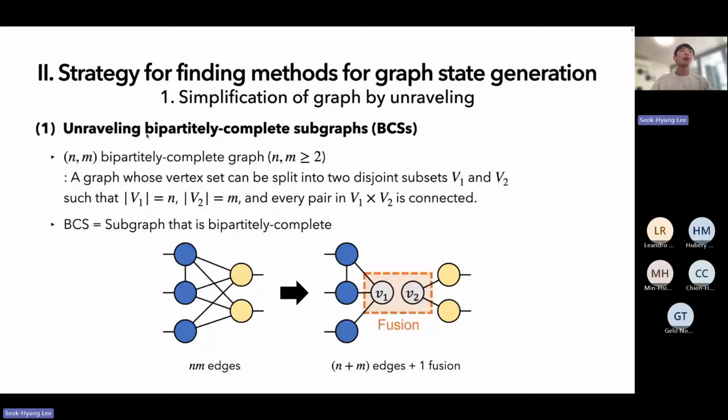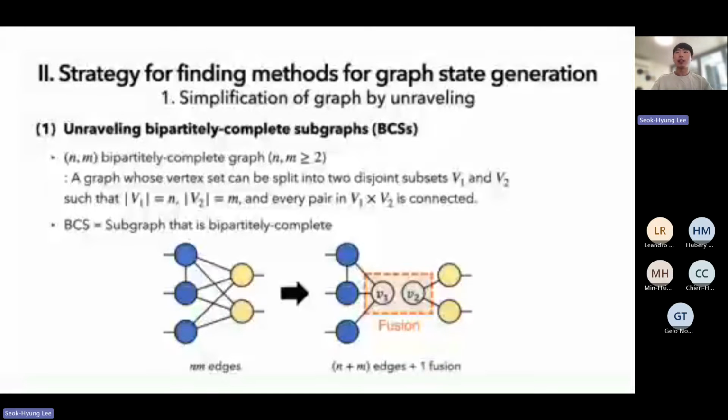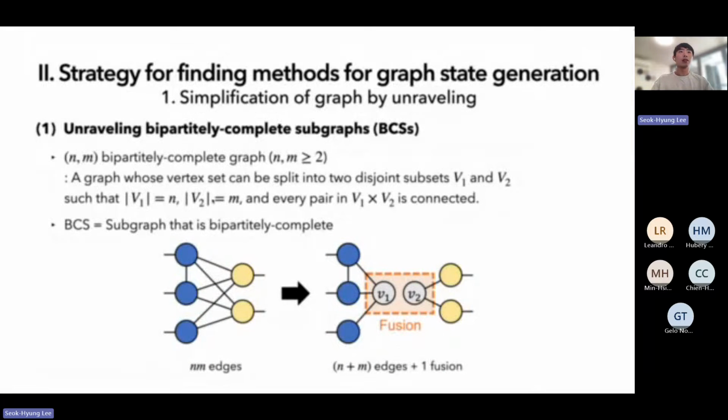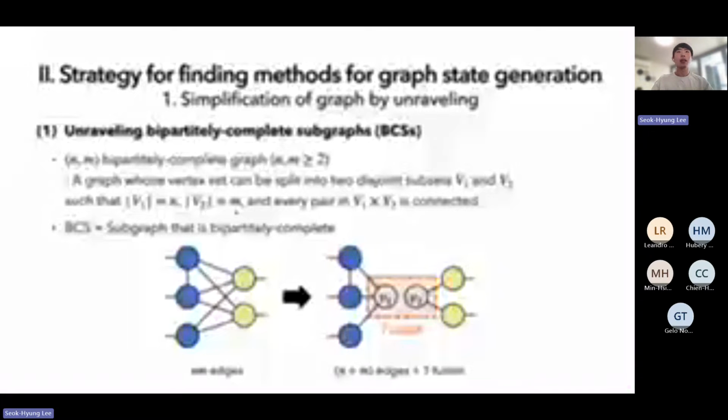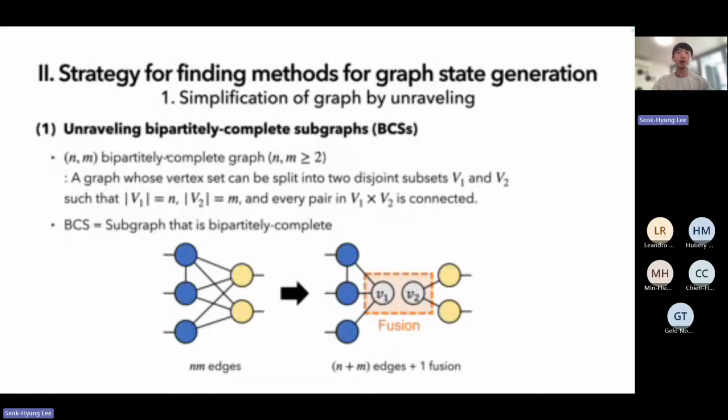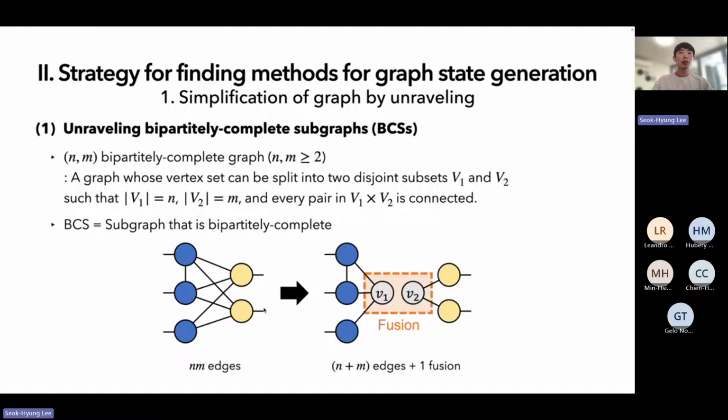Let's begin with the first one, unraveling bipartitely complete subgraphs. Here, a bipartitely complete graph with parameters n, m is defined as a graph whose vertex set can be split into two disjoint subsets, V1 and V2, containing n and m vertices, such that every pair across the two sets is connected. A bipartitely complete subgraph just means a subgraph that is bipartitely complete. So this is one example. We can see that these two vertex sets are fully connected with each other, but we allow no edges between vertices within each vertex set.